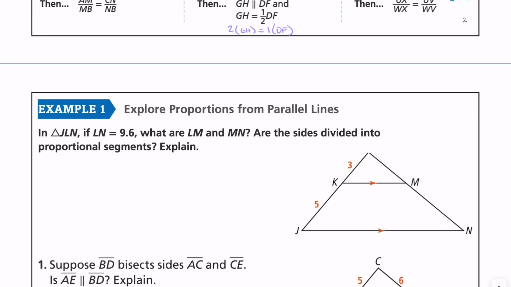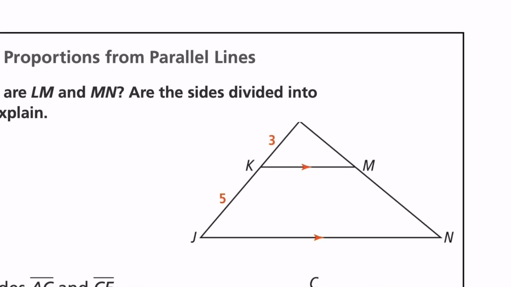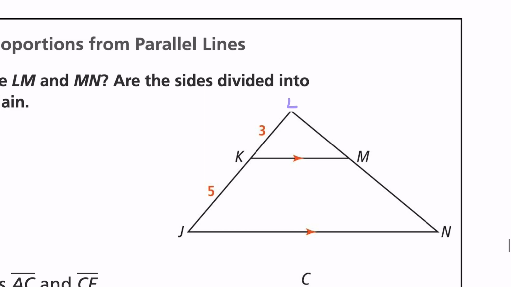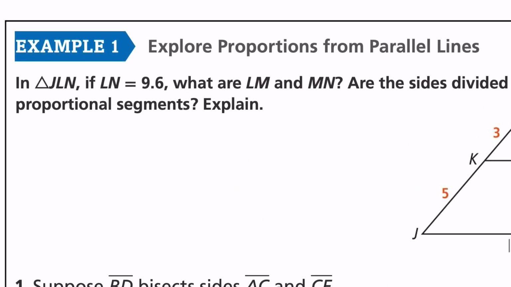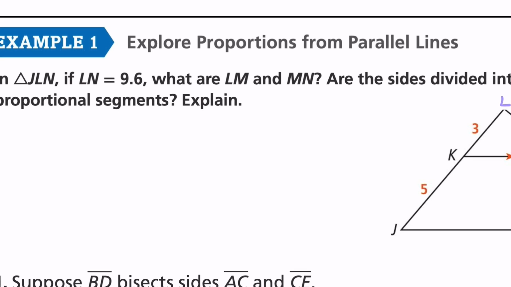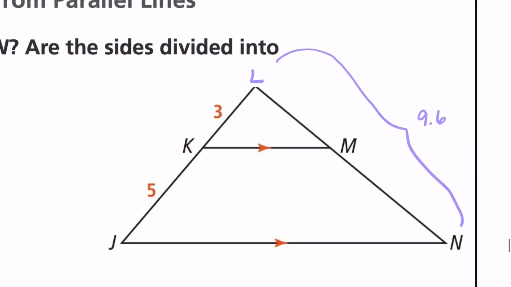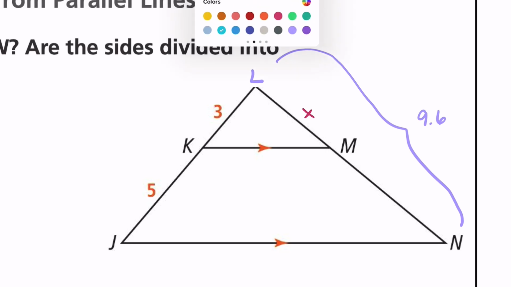Starting off with example 1, we have triangle JLN, and we have LN is 9.6. Let's put an L here. As you can see, the directions overlapped it, but that's supposed to be L. And so we are going to say that LN is 9.6 units. And it wants us to solve for LM and MN. I'm going to put in random variables. I'll call LM X, and I'll call MN Y.